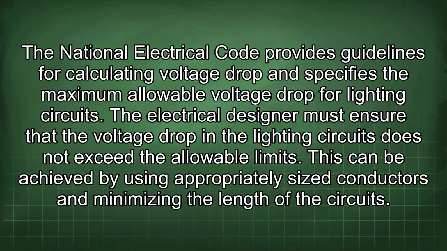The National Electrical Code provides guidelines for calculating voltage drop and specifies the maximum allowable voltage drop for lighting circuits. The electrical designer must ensure that the voltage drop in the lighting circuits does not exceed the allowable limits. This can be achieved by using appropriately sized conductors and minimizing the length of the circuits.